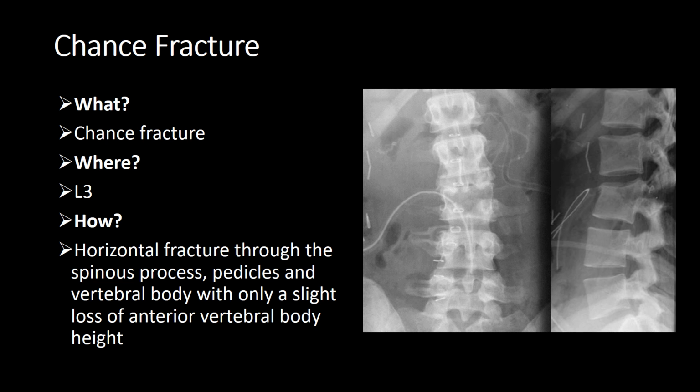So what is it? It's a chance fracture. Where? L3. How? Horizontal fracture through the spinous process, pedicles and the vertebral body with only slight loss of anterior vertebral body height.